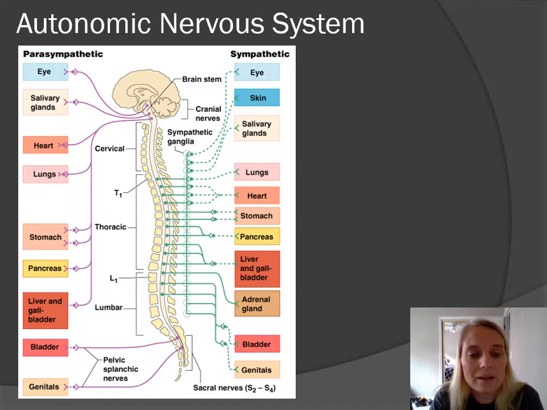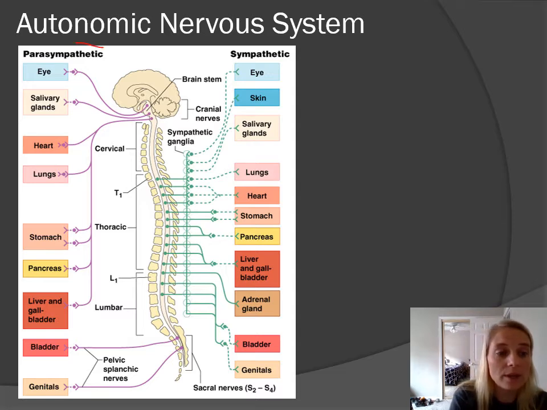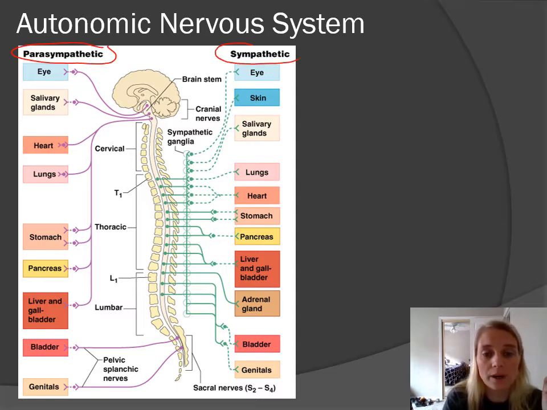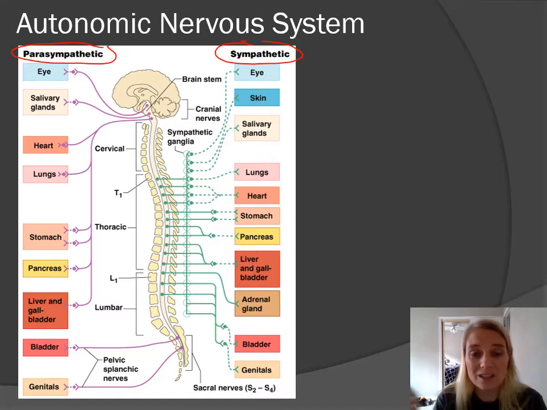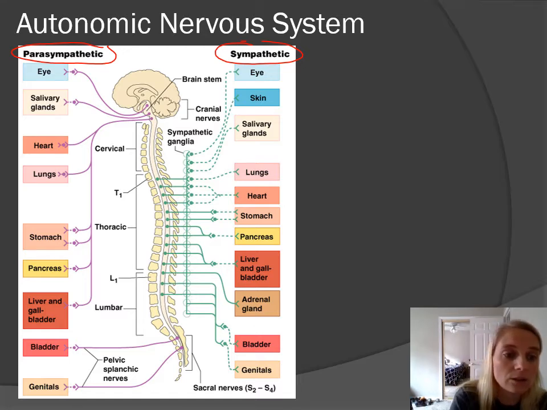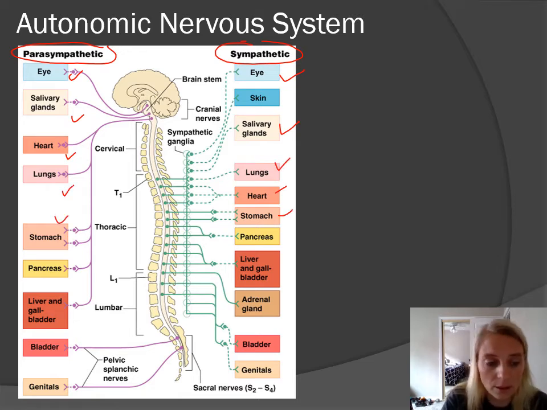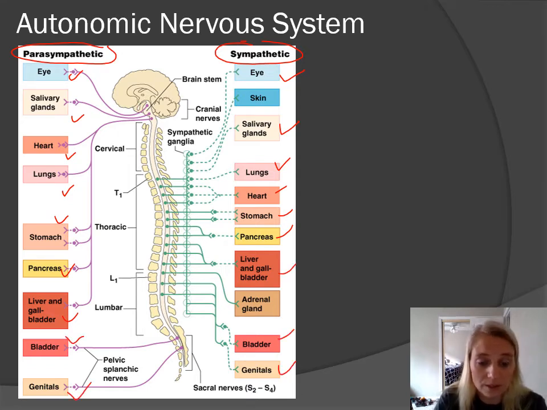Okay. So now let's take a look at how these different divisions are split up between all of our body organs. They're showing parasympathetic on the left, and sympathetic on the right. And a lot of times you'll notice the same organs are listed. So we have eye, salivary glands, heart, lungs, stomach, pancreas, liver and gallbladder, bladder, genitals. So really the only difference is the adrenal gland is found on the sympathetic side.